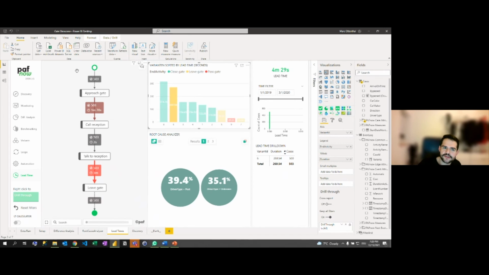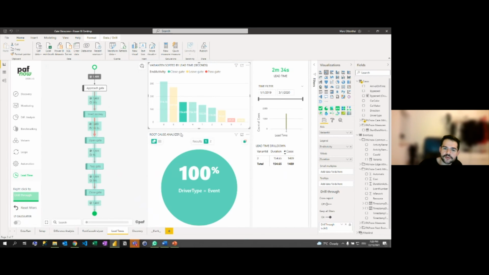Okay, nice information. So what do we take of this? Apparently, approaching the gate and calling reception seems to take quite a long time, and talking to reception and leaving the gate also seems to take quite a long time. And we are still talking about more than 4 minutes for the process. That's a really long time, right? Let's maybe jump a bit more. What do we have here?